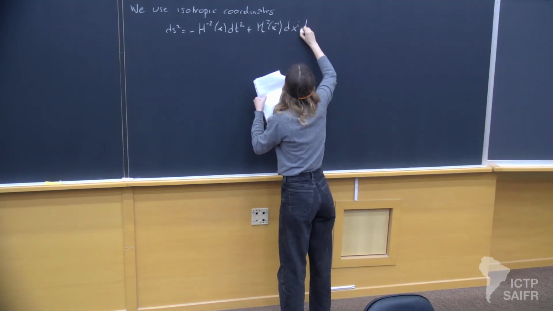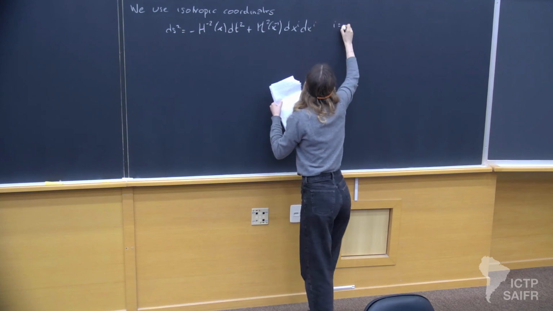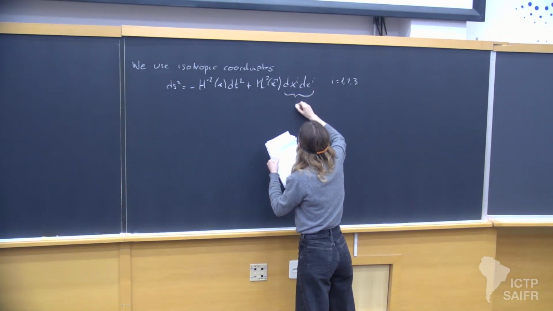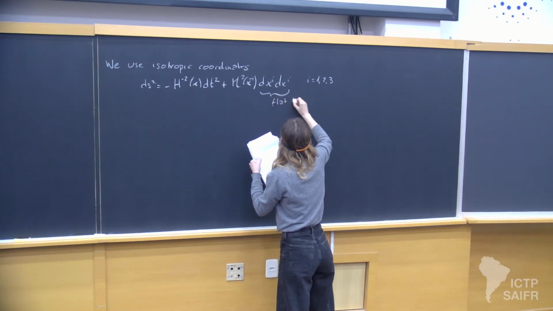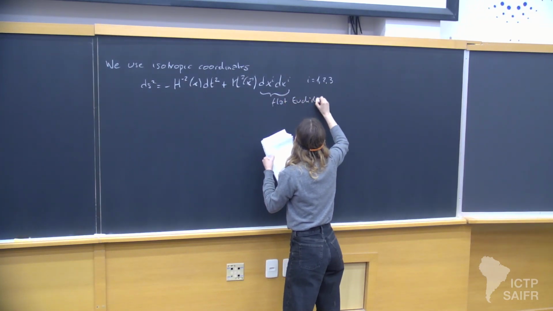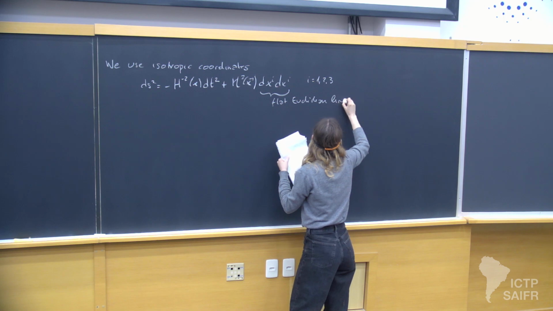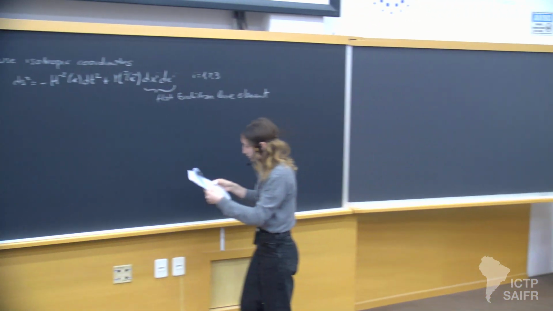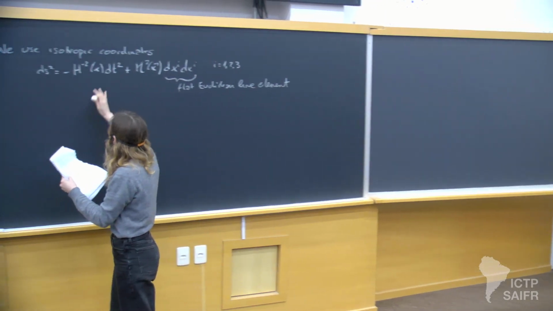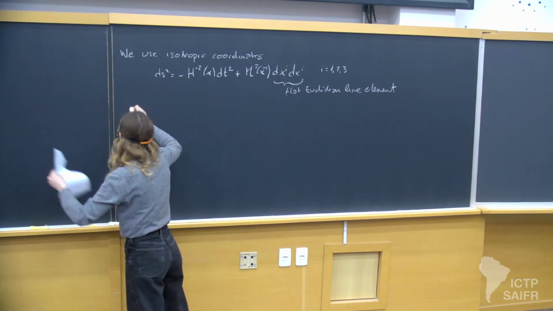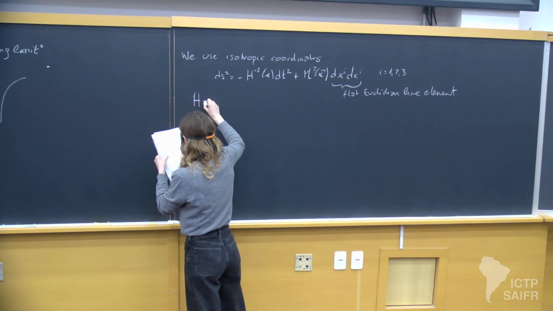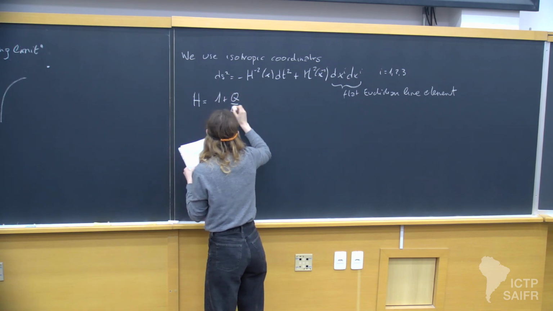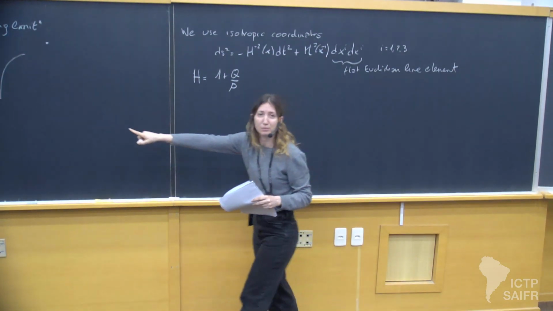Where xi, with i going from 1 to 3, is just the flat Euclidean line element. So for this one, the extremal solution, like I put here, is obtained by setting h equals 1 plus q over rho. In this new coordinate, rho is not the same as I put here.